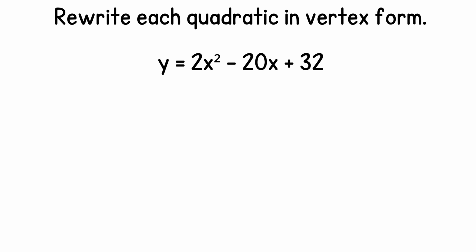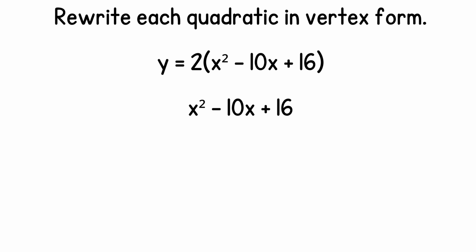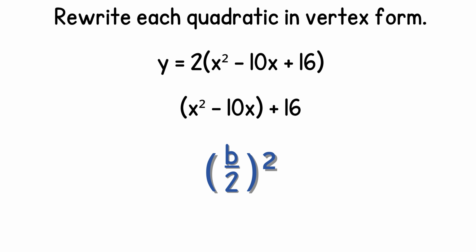Now let's look at our last one. First, we're going to pull out the factor of 2. This just makes it easier for us to put it in vertex form. So we're only going to focus on what's in the parentheses for now, and then when we solve it, we'll put it back into those parentheses. So let's group our x terms, and now we'll find the value that completes the square. So b is negative 10, and half of negative 10 is negative 5.